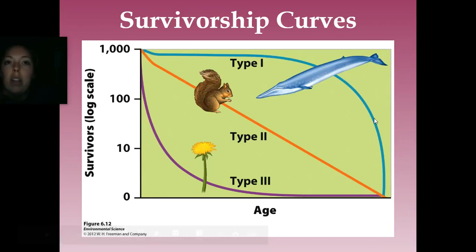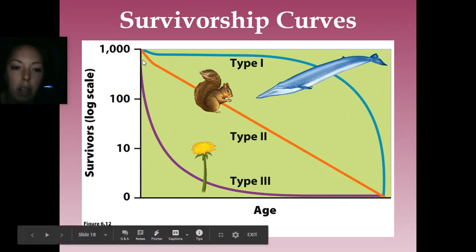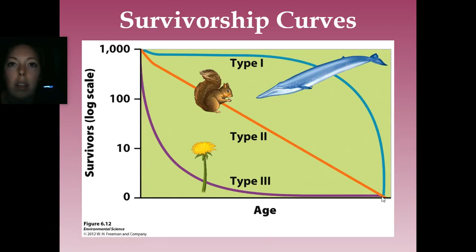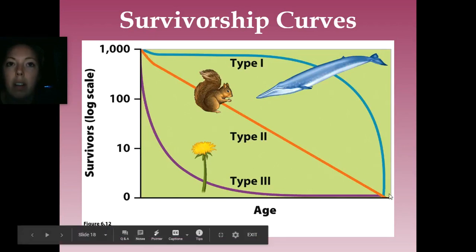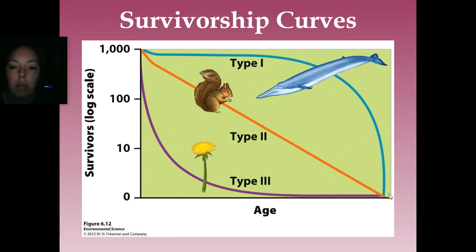R-selected species like mosquitoes and dandelions have low survivorship early in life, and few individuals reach adulthood. We call that pattern a type 3 survivorship curve. You can see you have really high numbers, they die, and then very few make it to old age. Lots of other species fit somewhere in between, maybe like corals or squirrels. They start really high and then go down, pretty constant. We call this a type 2 survivorship curve.